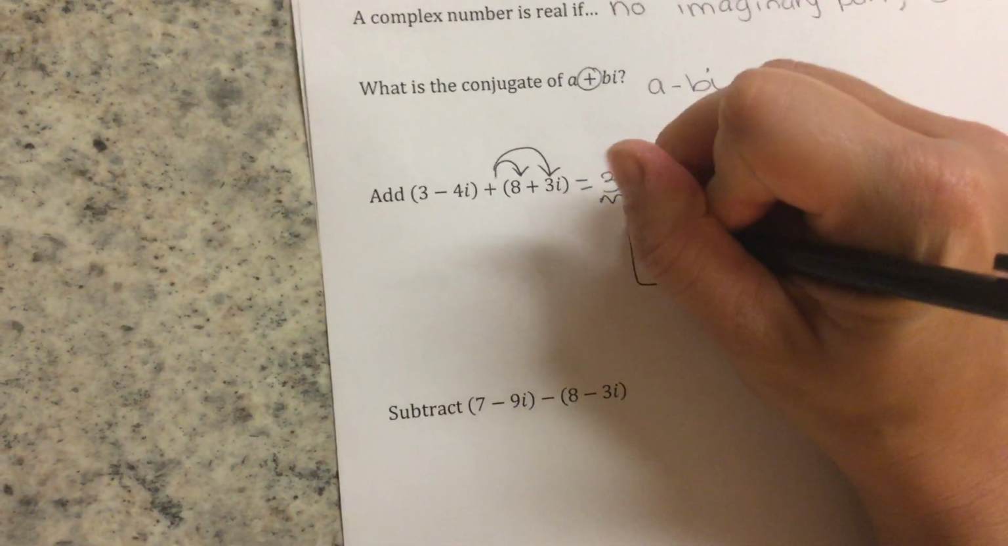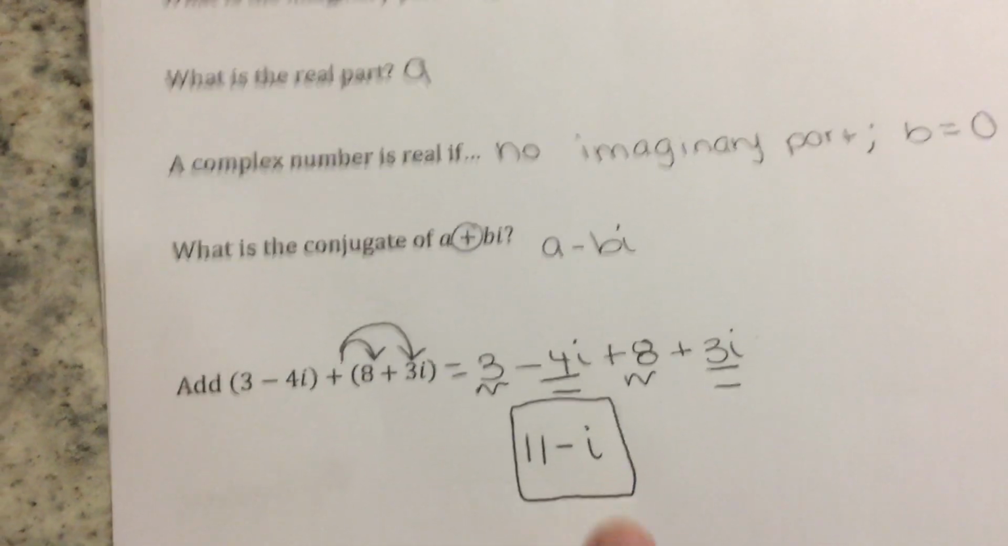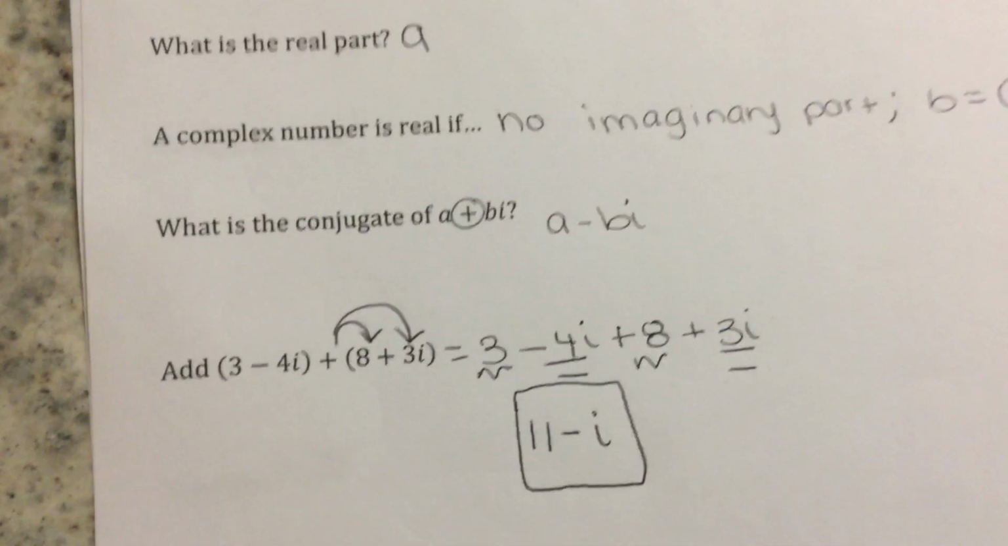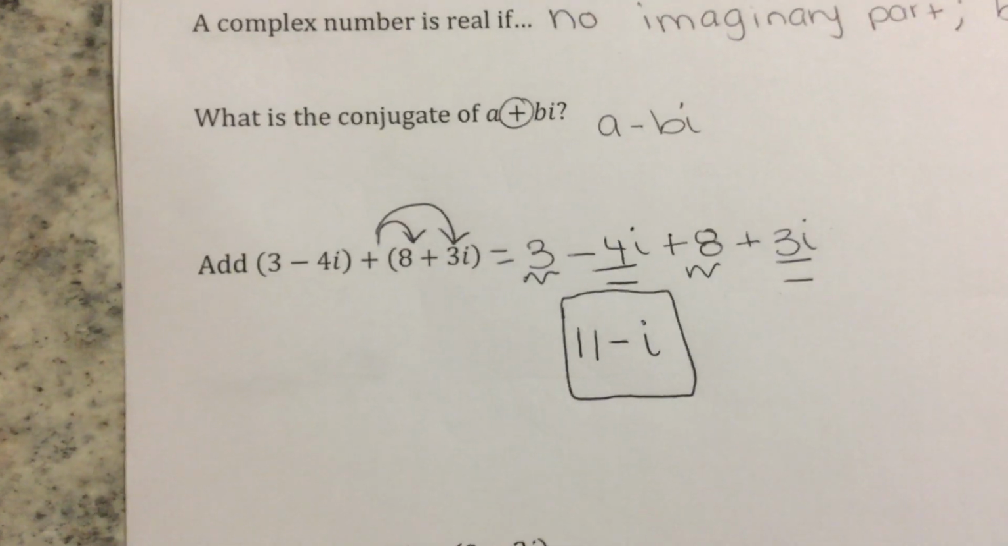Just like a variable or like an x or something, I don't have to write the 1 in front of i. I know that there's one i there, and the negative's telling me that it's negative. So that'll be my final answer.